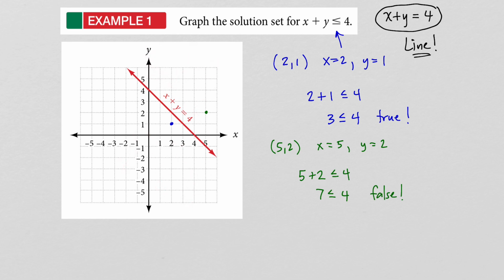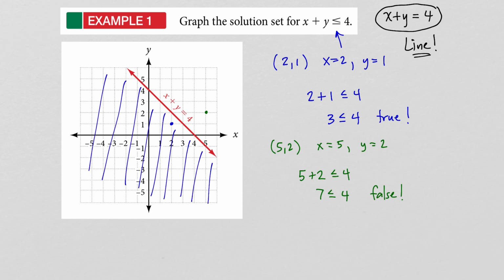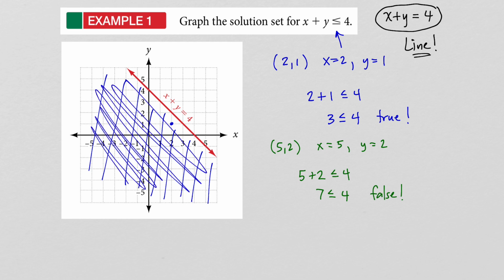Now, in this case, since we know that the point (2, 1) works and that point is below the line, that means that actually every point that is below the line is going to work. And notice that the point (5, 2), which was above the line, did not work. That means no points above the line are going to work. So the solution set is going to be all the points that are on the line in addition to all of the points that are below the line. So what we end up doing here is basically graphing the line and then shading above or below it.